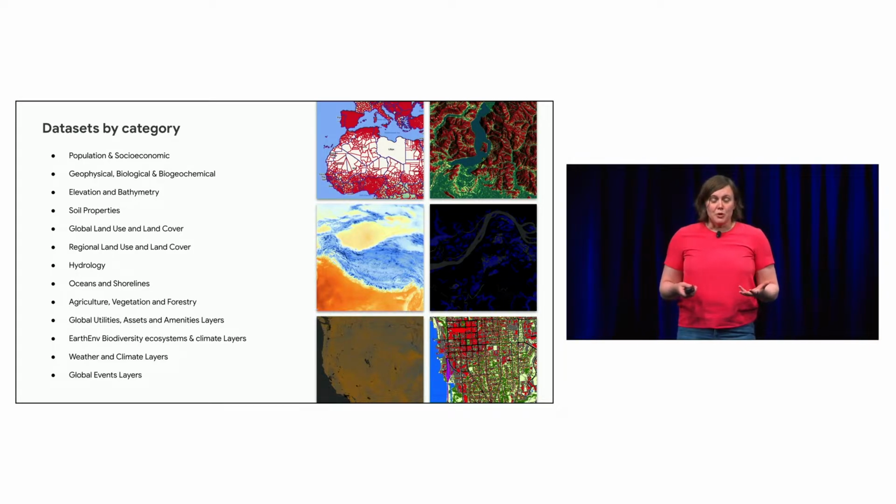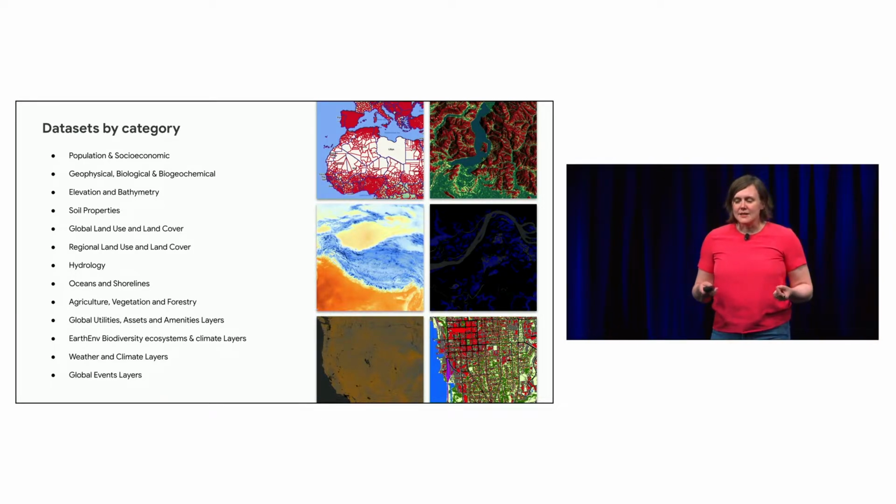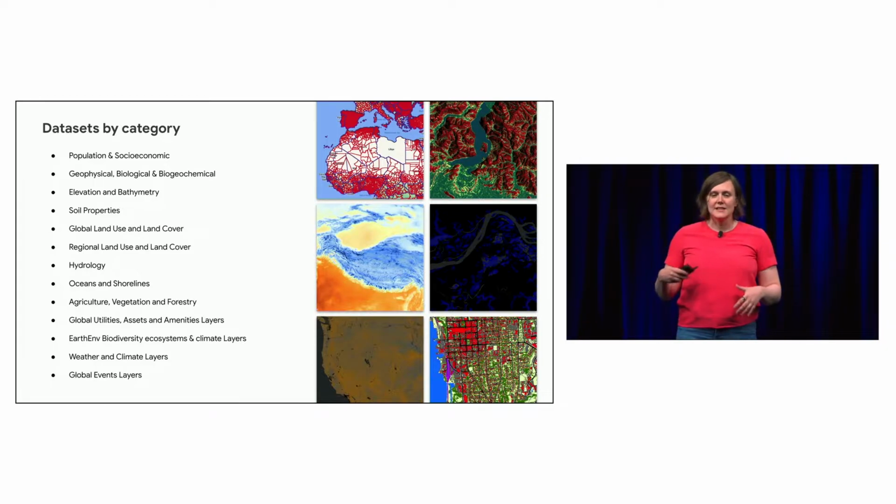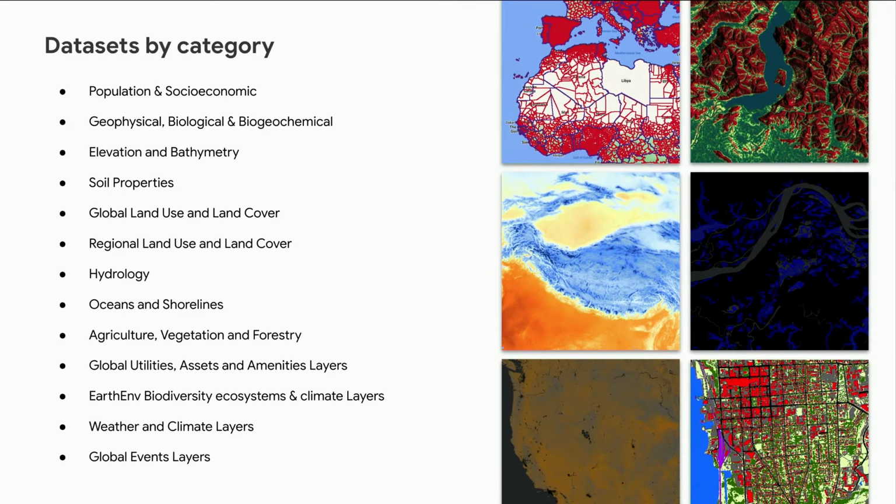So we've been grouping the data sets by categories, and this is another place where we've been organizing the data sets this way so far, and we're going to be working with the Earth Engine catalog proper to coordinate so that when you look at both catalogs, they'll have really similar structures. But just so you know right now, in the community catalog, there's quite a few more data sets, and in particular, under the global utilities, assets, and amenities layers, there's a lot more data there. And I bring that up because that's where some of my work sits.